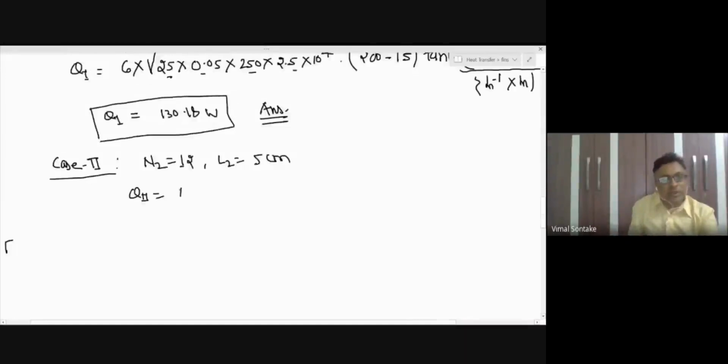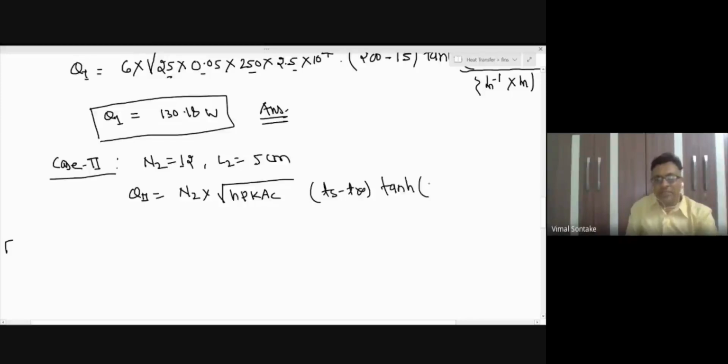It will be N2 into square root of h P k A_c into (Ts minus T infinity) into tanh of m L2. m is the same for both the cases because all the geometrical and surrounding properties are the same.